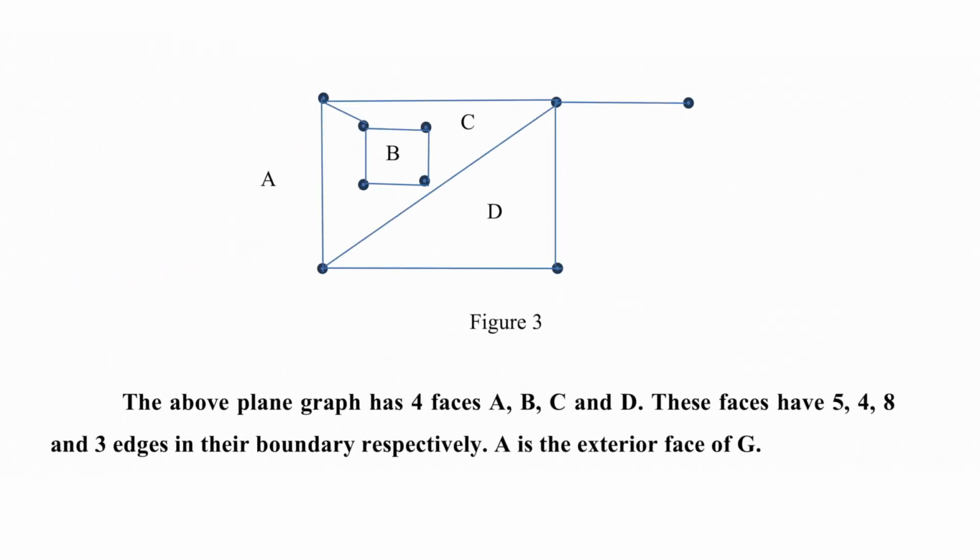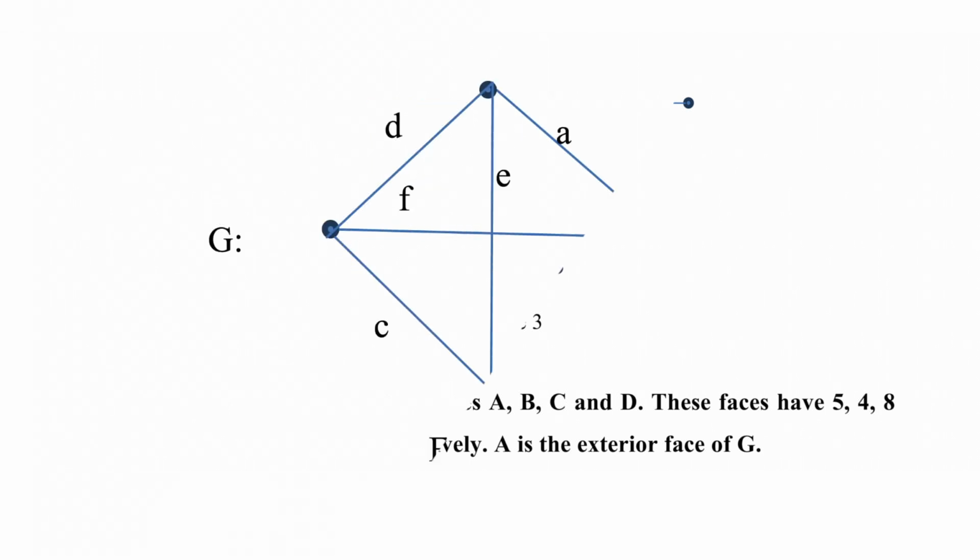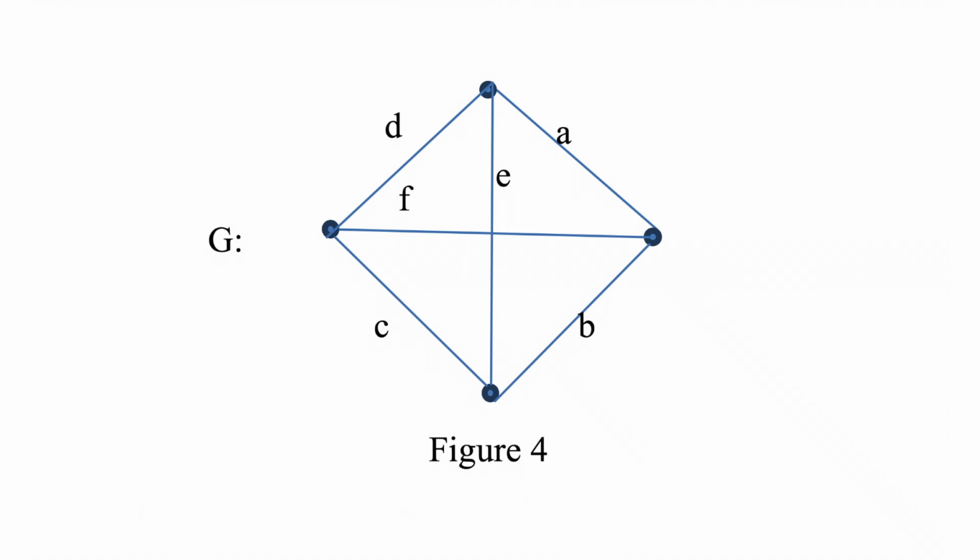We will go through some examples related to faces. Consider the planar graph as shown in the figure. Here, this graph has four faces A, B, C and D. These faces have 5, 4, 8 and 3 edges in their boundary respectively. A is the exterior face of G. The next example is a geometric graph, shown on the screen, which does not have faces.